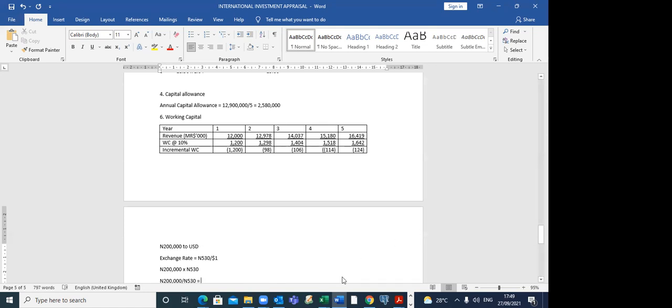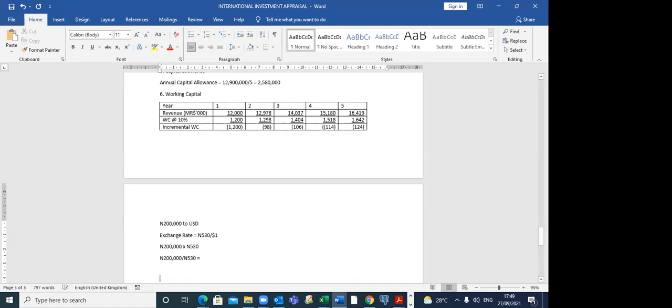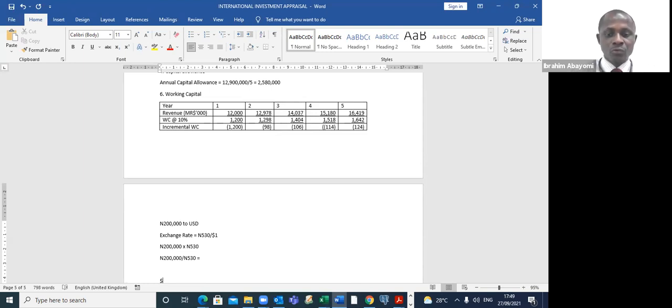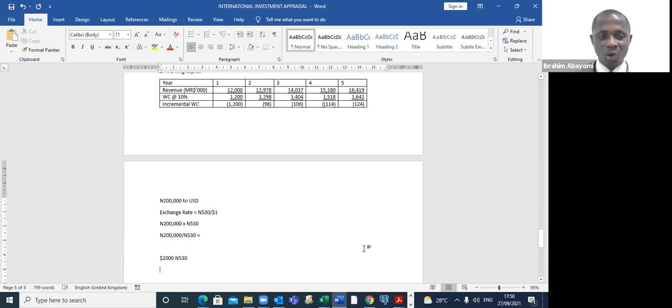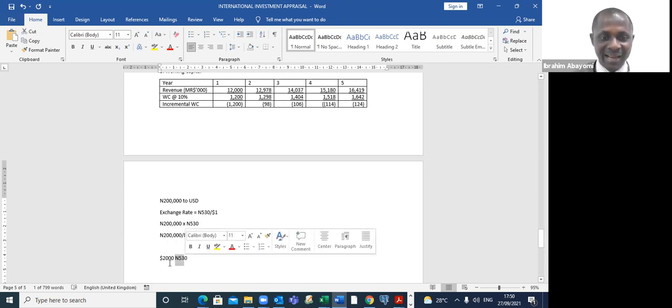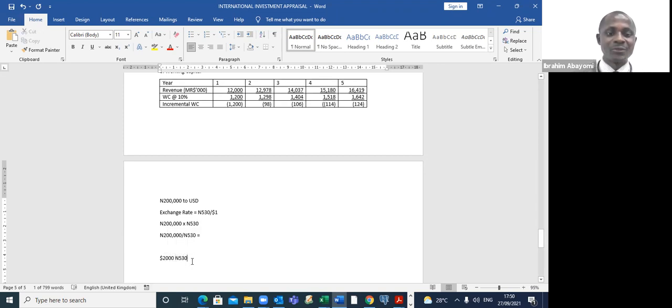But if it is, let me say now that I have $2,000 and I want to convert it to naira, and the exchange rate is 530 naira, so what will I do? Because what I want to convert now and the exchange rate are in different currencies, I will multiply. So I will simply say 530 naira by 2,000.